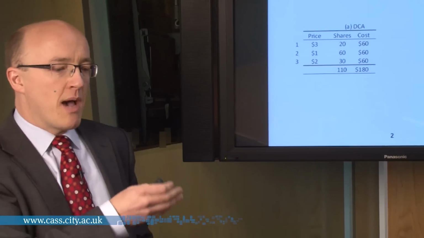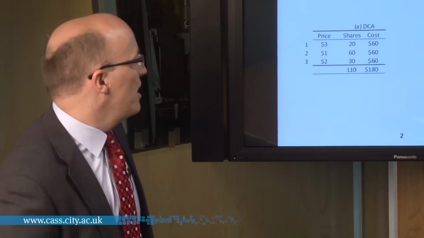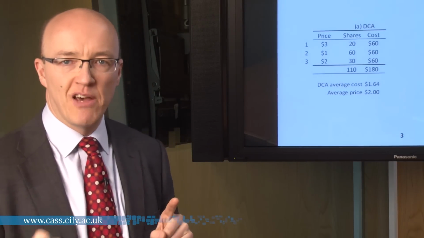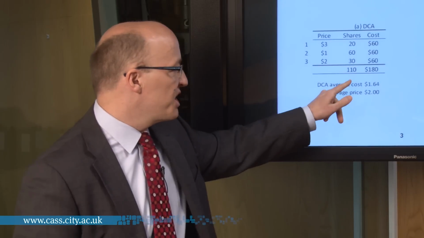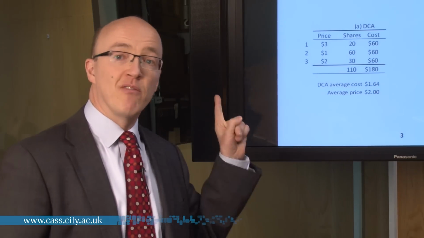Third period, prices are up again a little bit, but the key point is what happens at the end. At the end of this period, we've invested $180 as we knew we would, and we've bought 110 shares. The key is the average share price over this period was $2. The average cost that we've bought our shares at using the dollar cost averaging strategy is we've bought 110 shares at $180, that's $1.64 per share. It's a much lower average price than the average market price over that period. Now that is the selling point for dollar cost averaging.